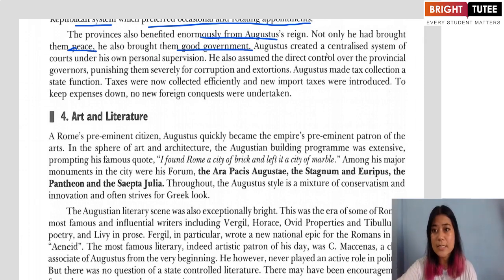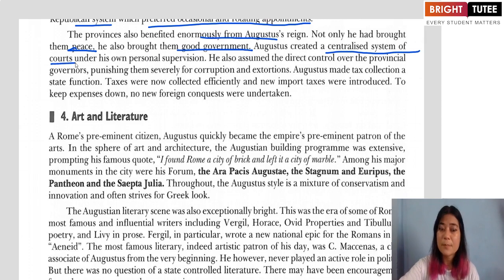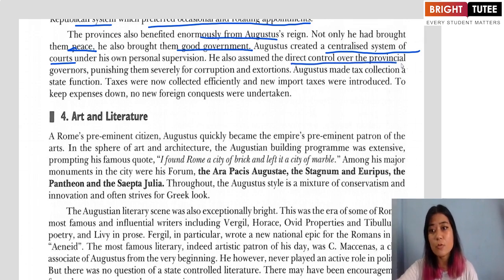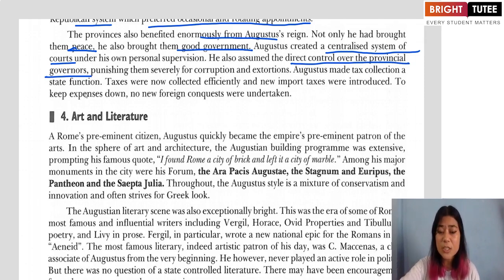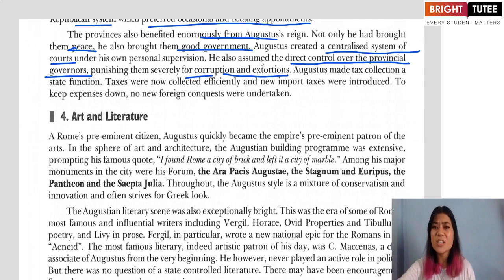Now, Augustus created a centralized system of courts, meaning the courts which provided justice to people were under his supervision, under his control, under his authority. So now he delivered justice to the people. He also assumed direct control over the provincial governors, and he punished them in case of corruption, in case of extortion of heavy taxes, unnecessary taxes, or more taxes than what it should be.